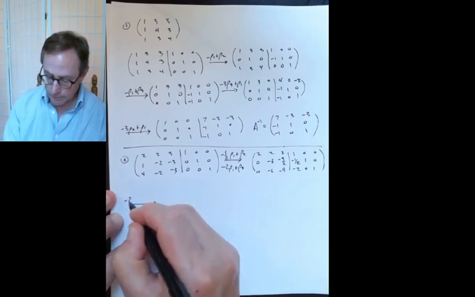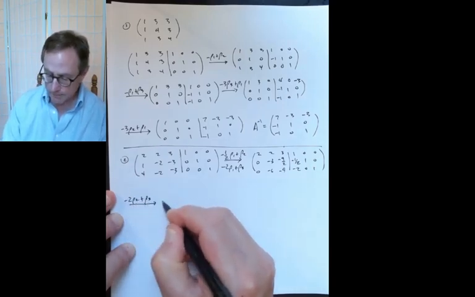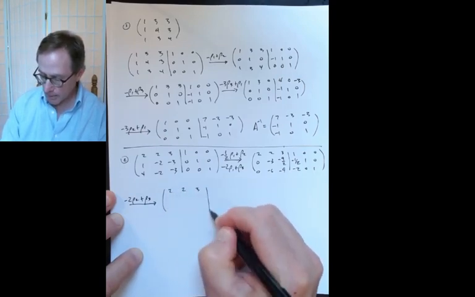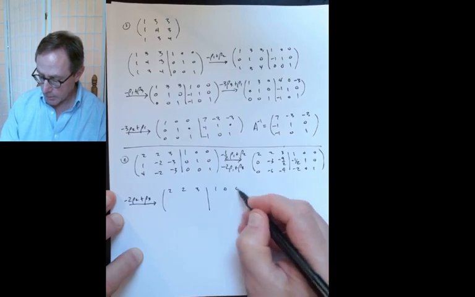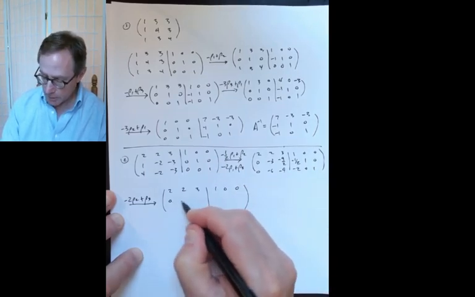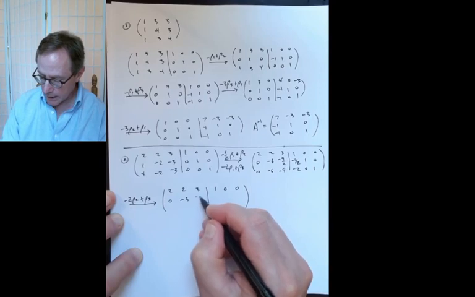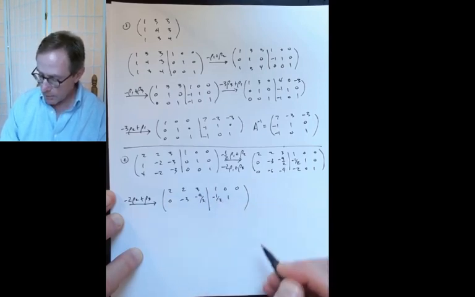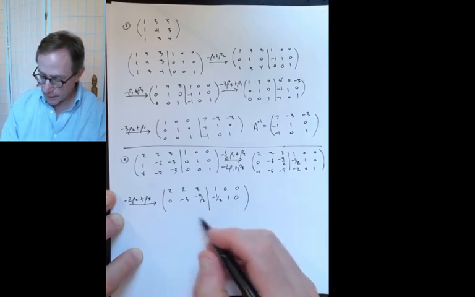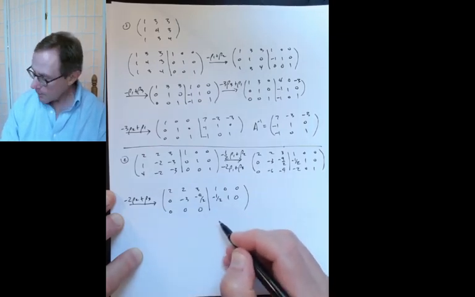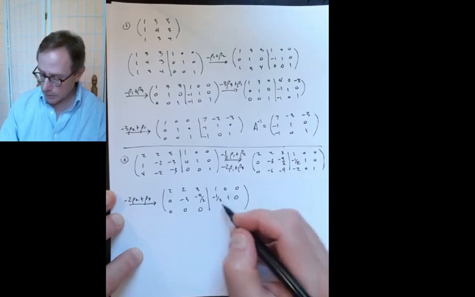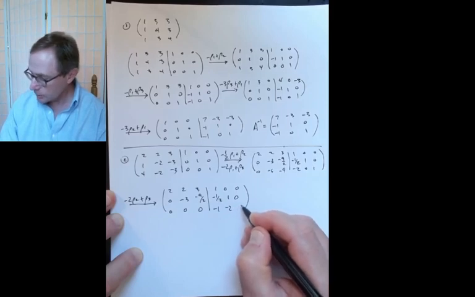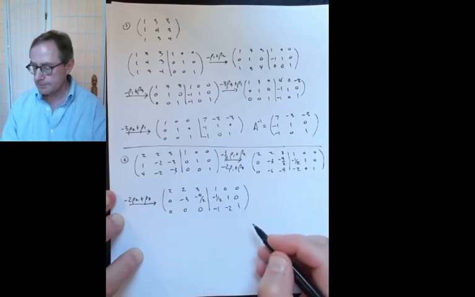Minus 2, row 2, plus row 3, and I get 2, 2, 3, 1, 0, 0, 0 minus 3 minus 9/2, minus 1/2, 1, 0, and then 0, 0, 0. And I could stop because I know there isn't going to be an inverse, but I'll just go ahead for the sake of having done it. Minus 2, 1. So minus 1, minus 2, 1.